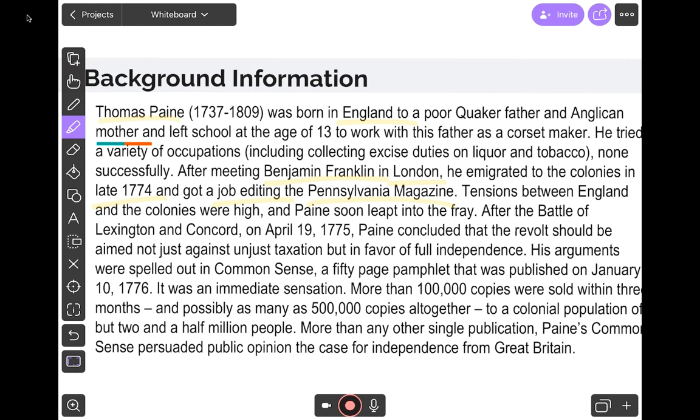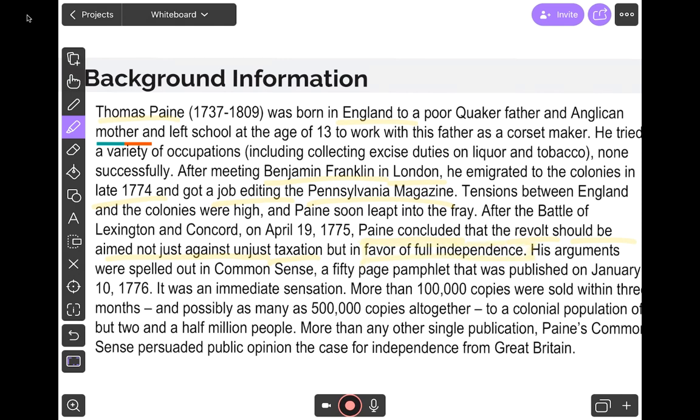So Thomas Paine is arriving in the colonies as these tensions are arising. He's arriving right around the Boston Massacre. He's witnessing the Boston Tea Party, and he's being welcomed into the colonies during a time when there is a lot of animosity towards the British. After the Battle of Lexington and Concord, April 19, 1775, Paine concluded that the revolt should be aimed not just at unjust taxation, but in favor of full independence.